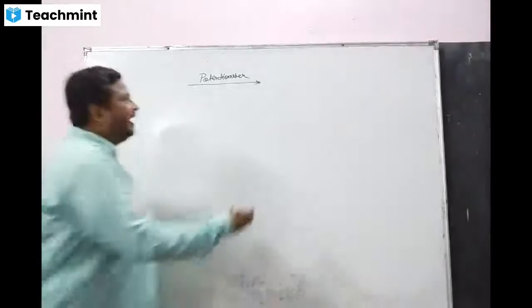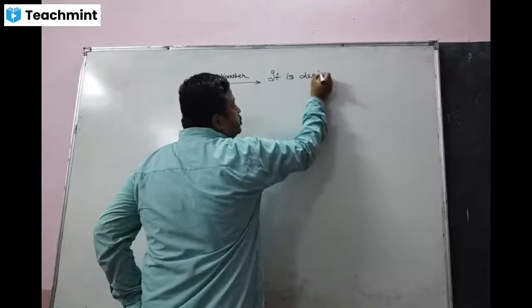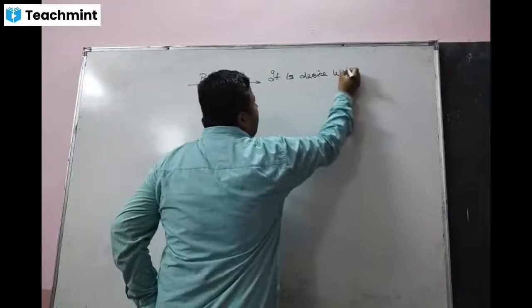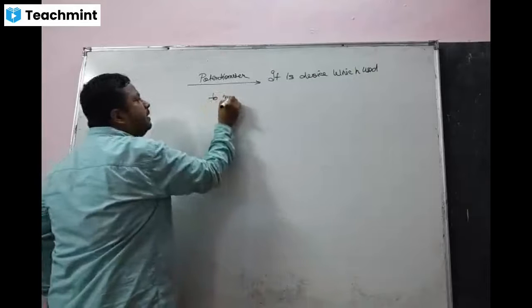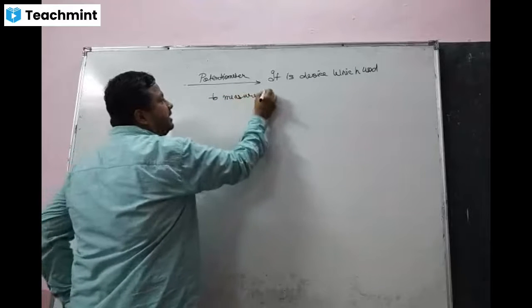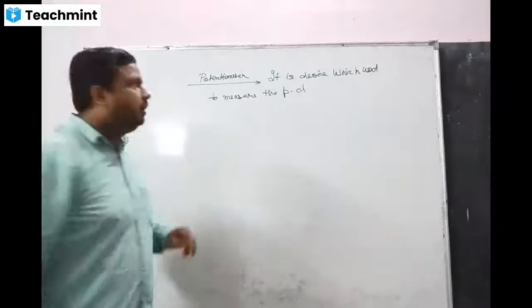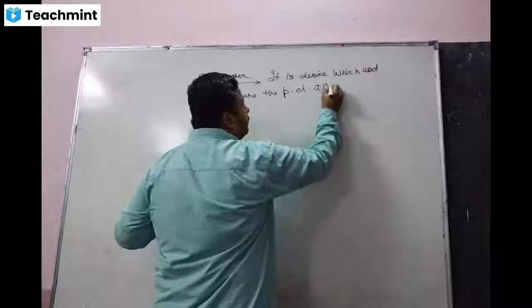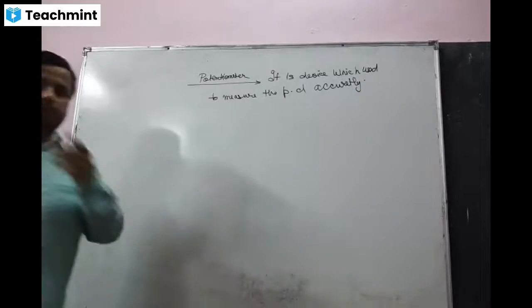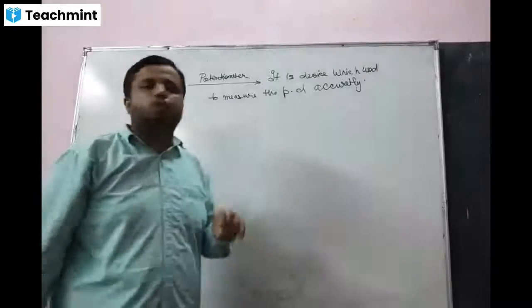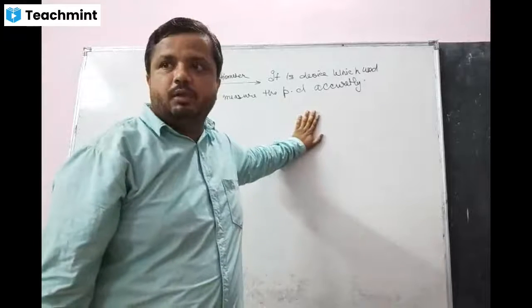Potentiometer is a device which is used to measure the potential difference accurately.